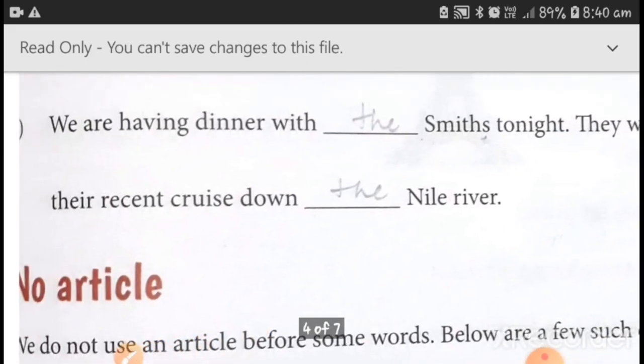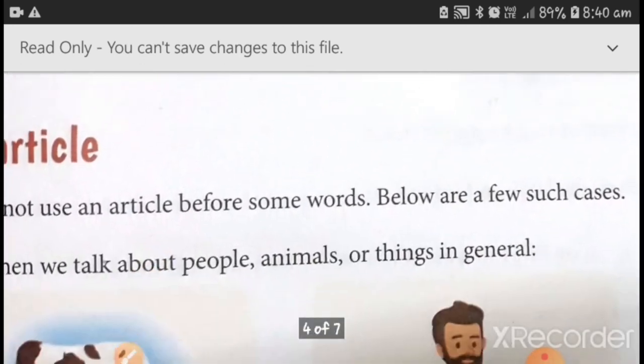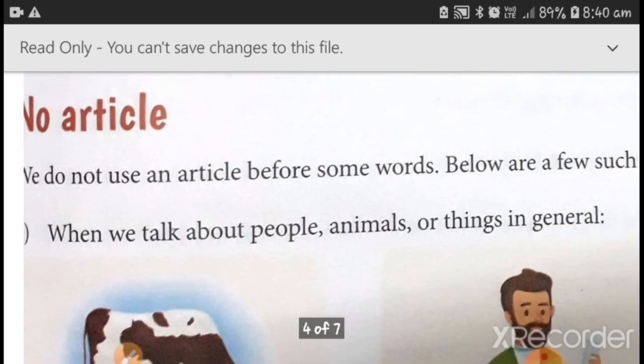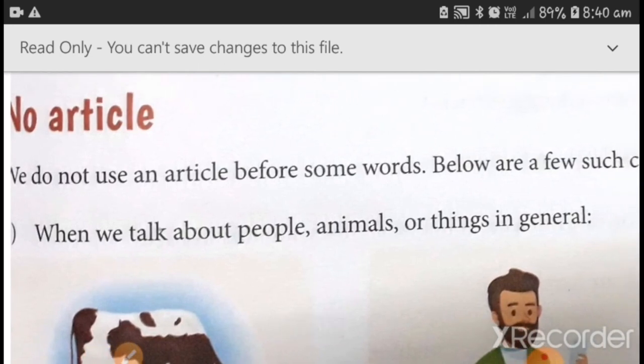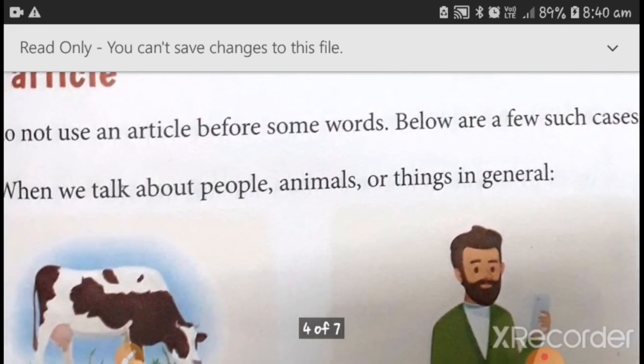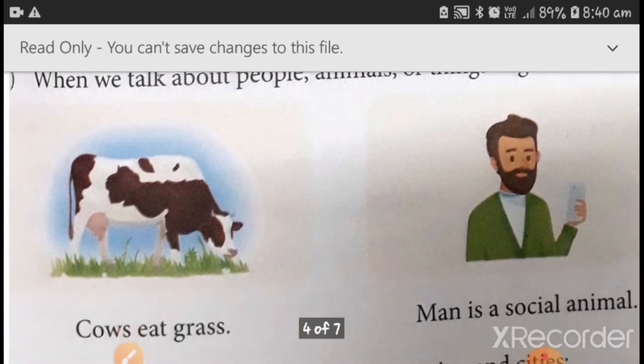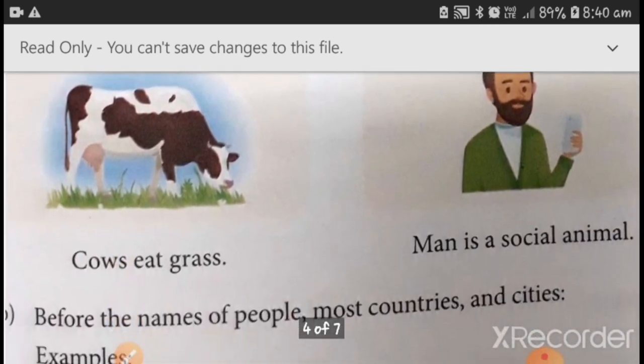They will talk about their recent cruise down the Nile River. Okay. Now, no article, as I already said to you right now. We don't use an article before some words. Below are a few such cases. When we talk about people, places, animals, things in general, in a general way, we never use any article. Like: Cows eat grass. Man is a social animal.